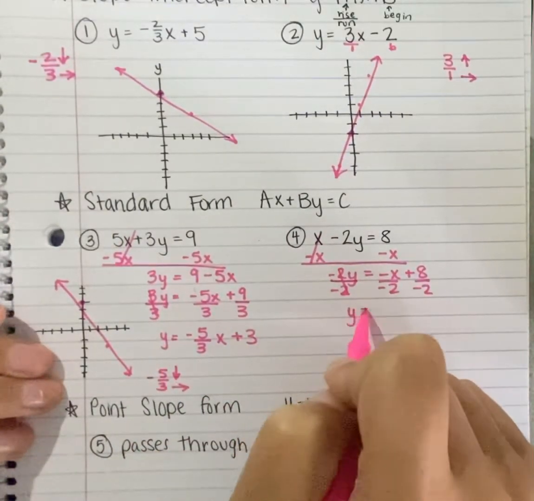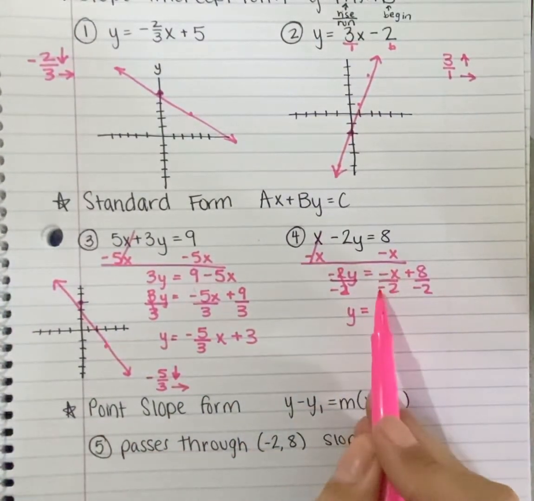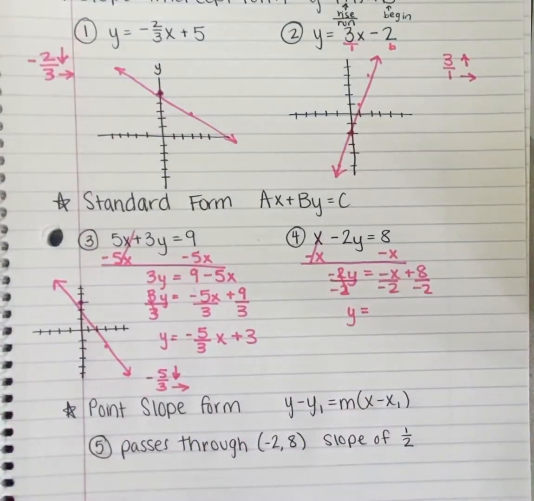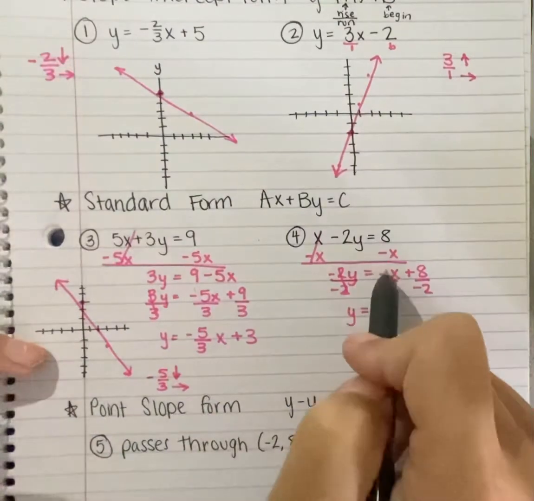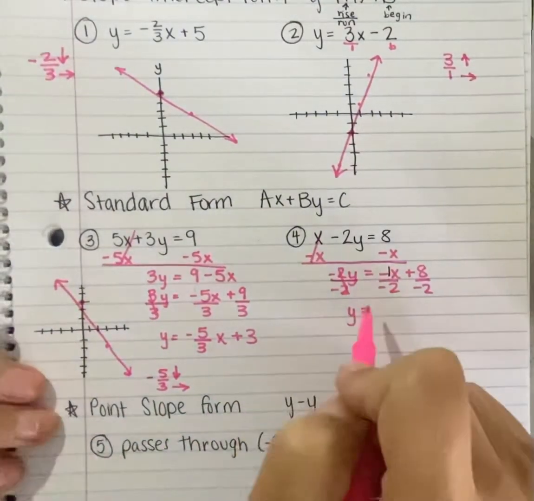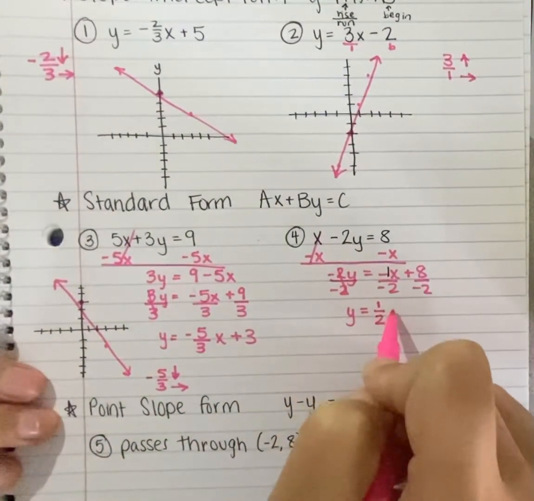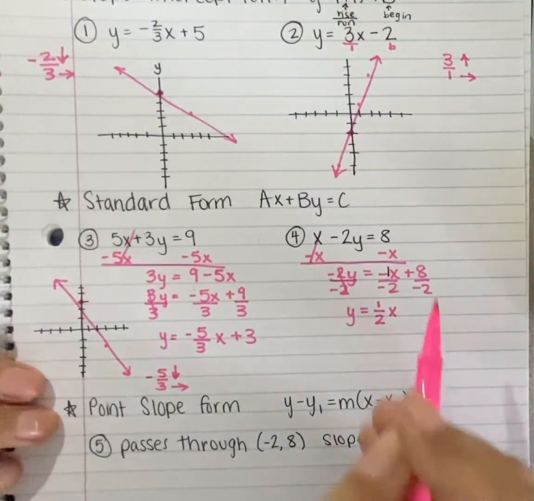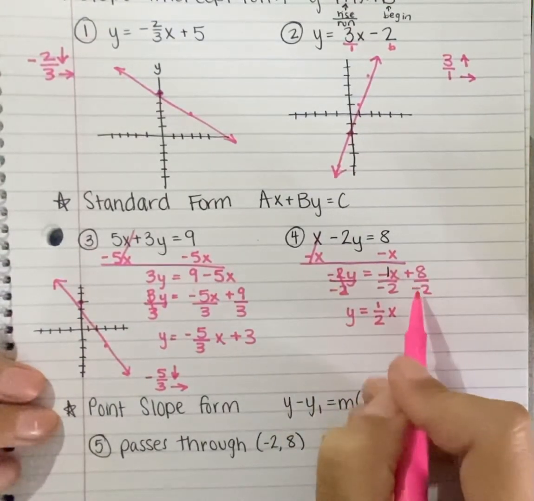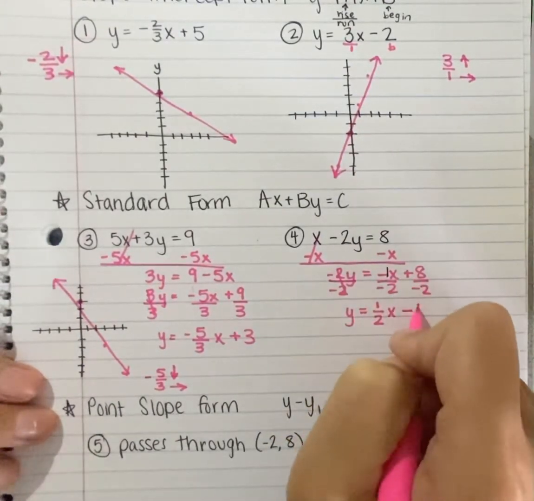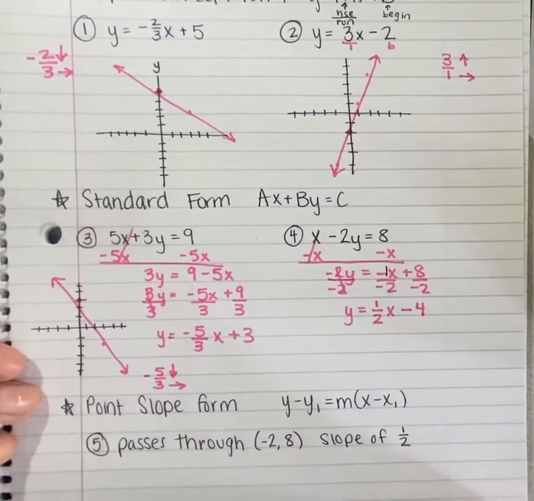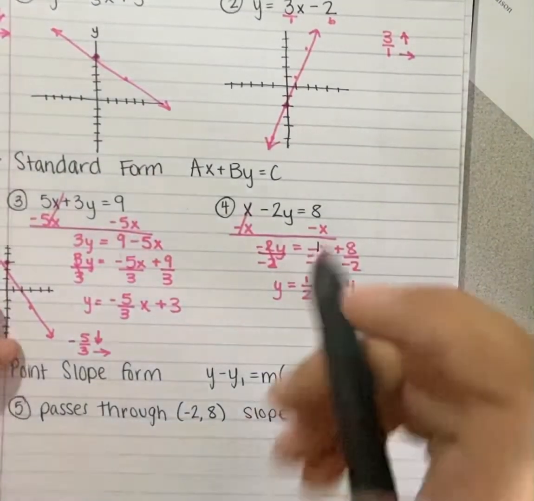So I have y equals, 2 negatives will make a positive. The coefficient of x that's not written is 1. So this is actually 1 over 2x. 8 divided by -2 is -4, so -4. I can graph that if you would like me to. I guess I'll do it really quick.